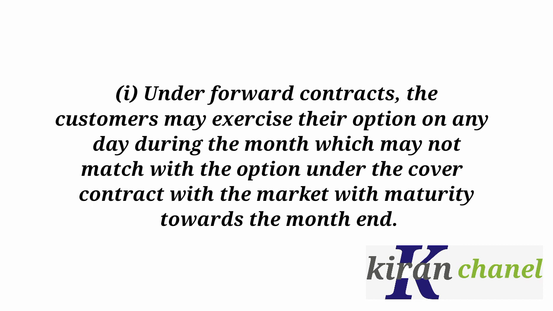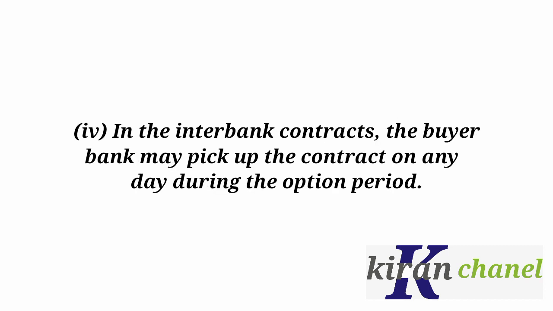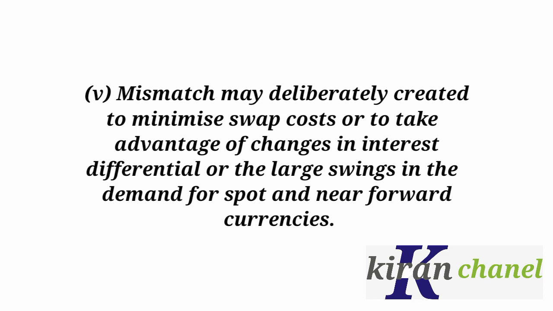Under a forward contract, the customer may exercise their option on any day during the month, which may not match with the option under the cover contract with the market with maturity toward the month end. Non-availability of matching forward cover in the market for the volume and maturity desired. Small merchant contracts may not aggregate to the round sums for which cover contracts are available. In the interbank contract, the buyer bank may pick up the contract on any day during the option period. Mismatch may also be deliberately created to minimize swap costs or to take advantage of changes in interest differential or the large swing in the demand for spot and near forward currencies.